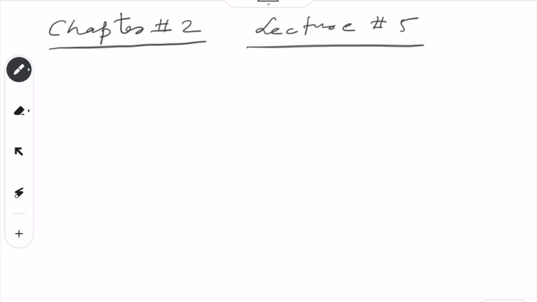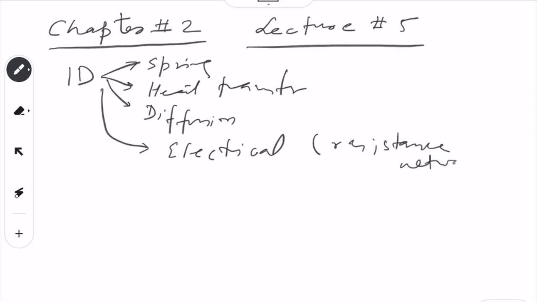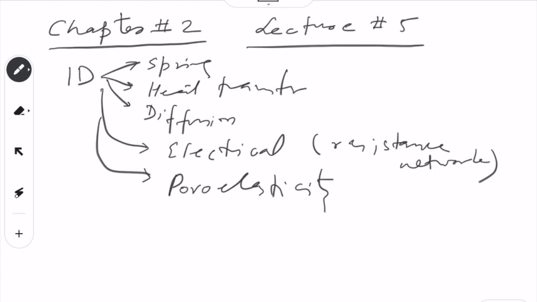Okay, so far we looked at 1D elements for different kinds of problems. We started with a spring, then we had heat transfer, diffusion, then we had electrical, basically a resistance network, then we looked at the poroelastic model, poroelasticity, then fluid flow, etc.